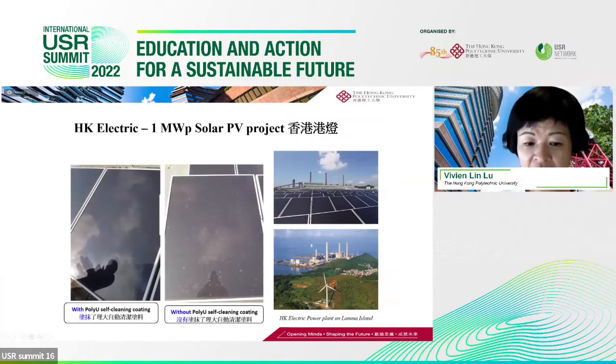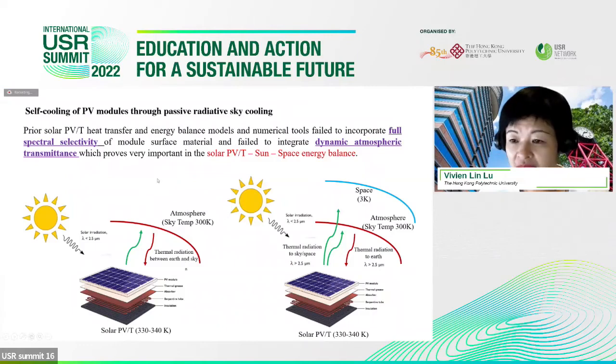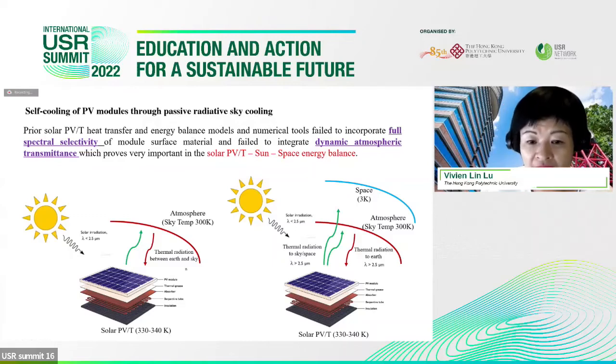They're all transparent. So we can see with our self-cleaning coating, the PV modules are very clean and can generate a lot more power. And look at the hot solar cell. I'm also thinking we can provide a passive radiative coating onto the glass of solar PV panels to cool down our hot solar cell in a smart way.